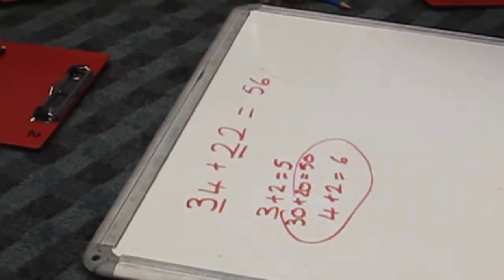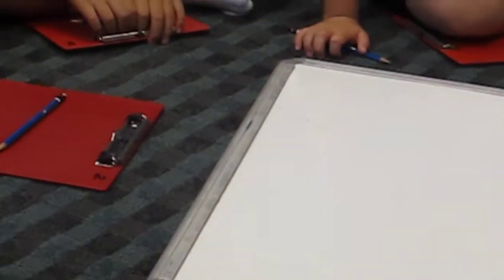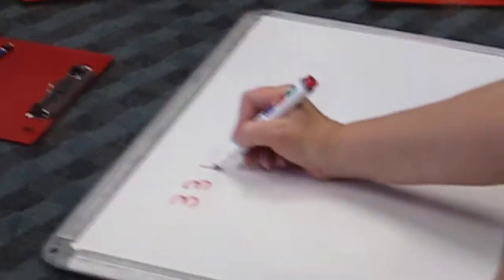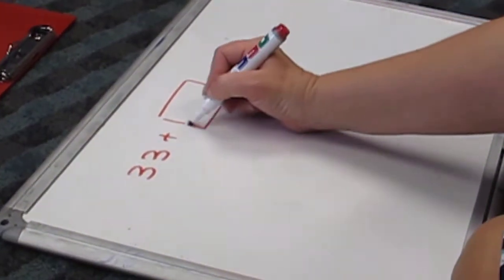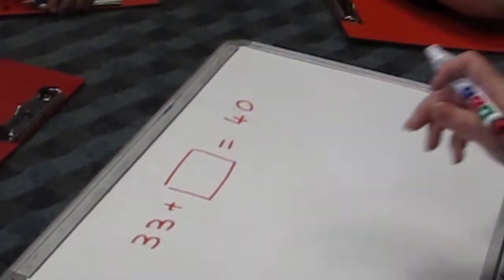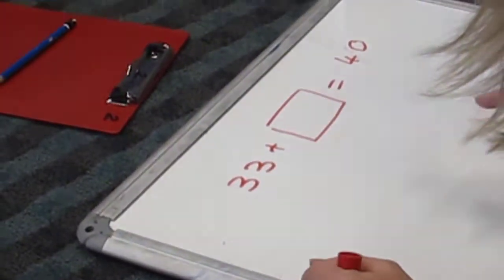Okay, well that's great. But what I've noticed is that sometimes we struggle a little bit if we have it like this, and the number is missing here, and then you have the answer here. Now I've given you a simple one, I know. So how would we work out the missing number?